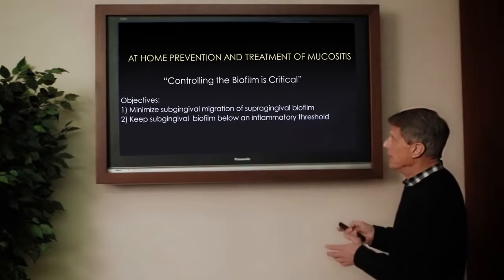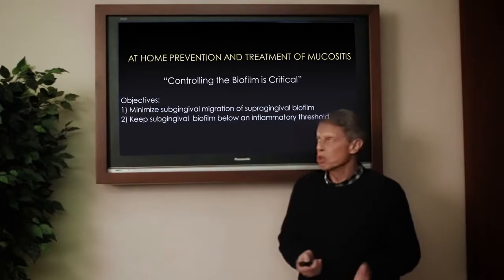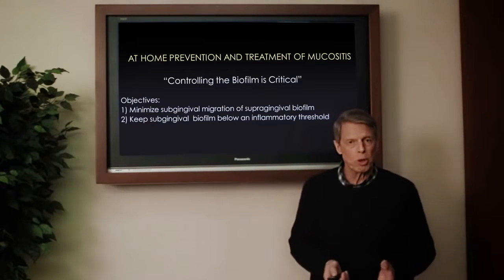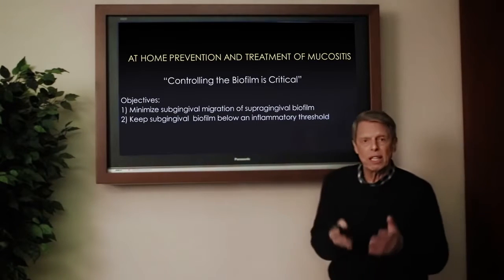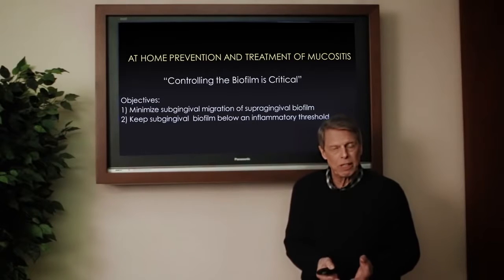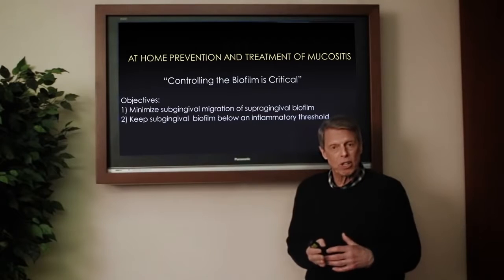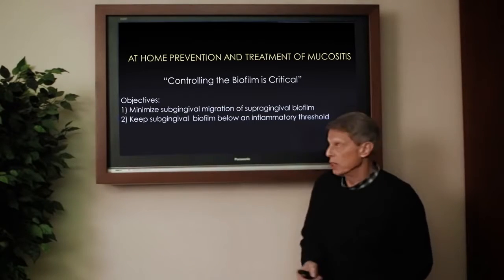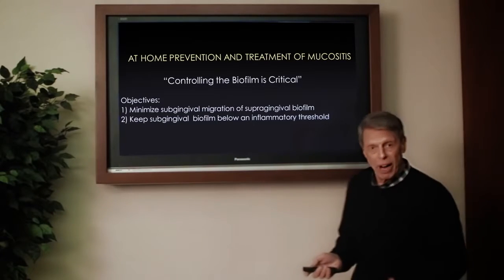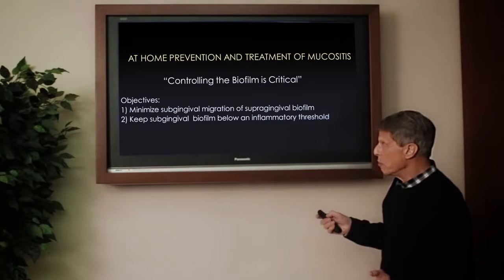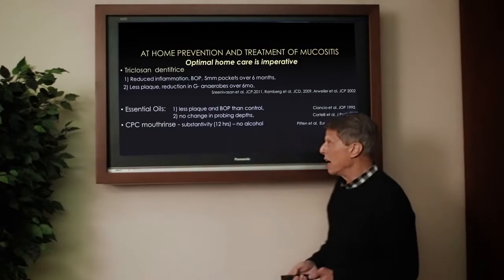So, finally, at-home prevention and treatment of mucositis. It's all about controlling the biofilm. That's what's most critical. And you have to tell the patient, our objectives are, we've cleaned the underside of the implant, the subgingival aspect of the implant. Your responsibility is now to stop the supragingival bacteria from migrating subgingivally. So objectives: minimize subgingival migration of supragingival biofilm and keep the subgingival biofilm below an inflammatory threshold. That's what we're trying to accomplish.